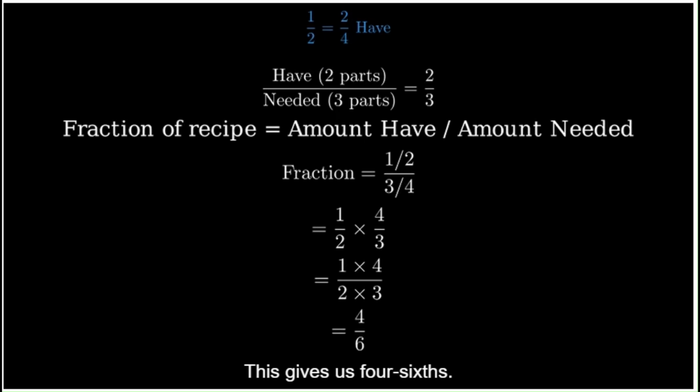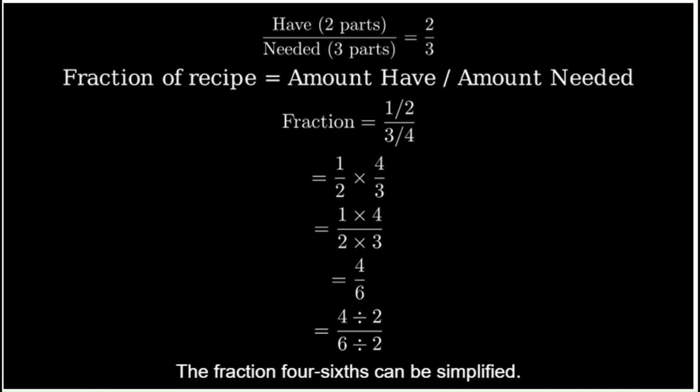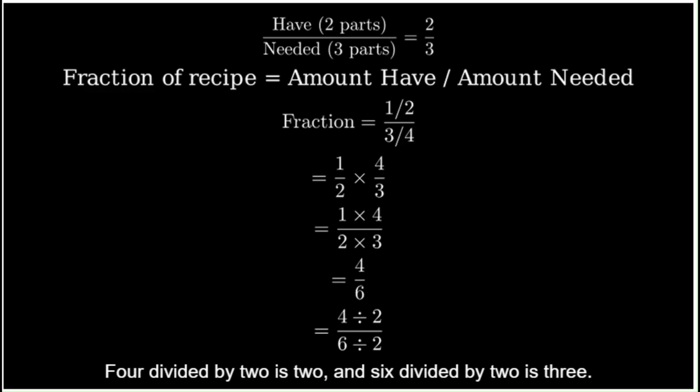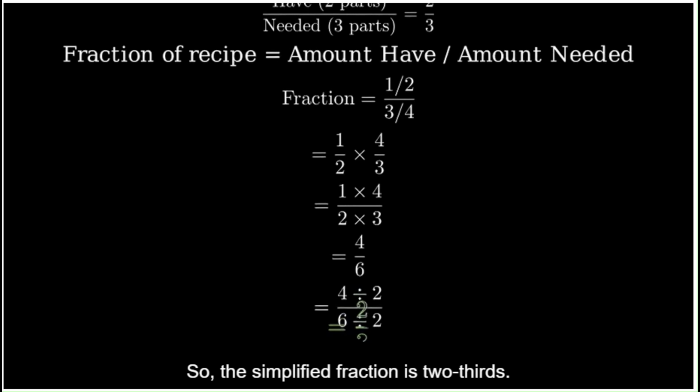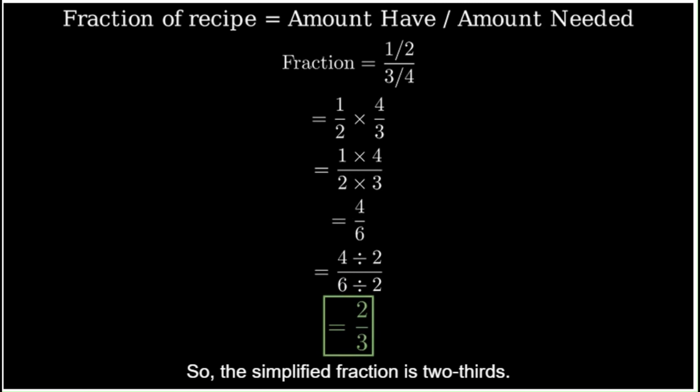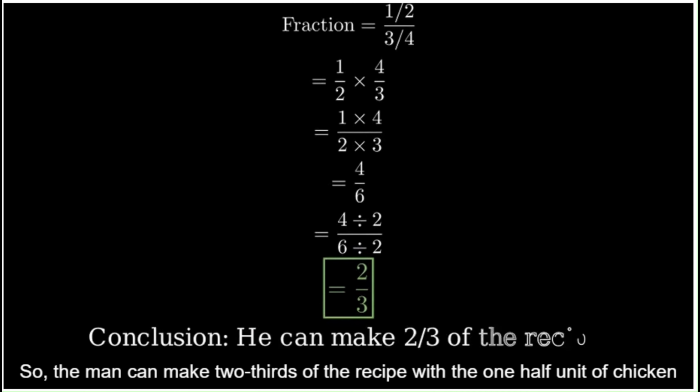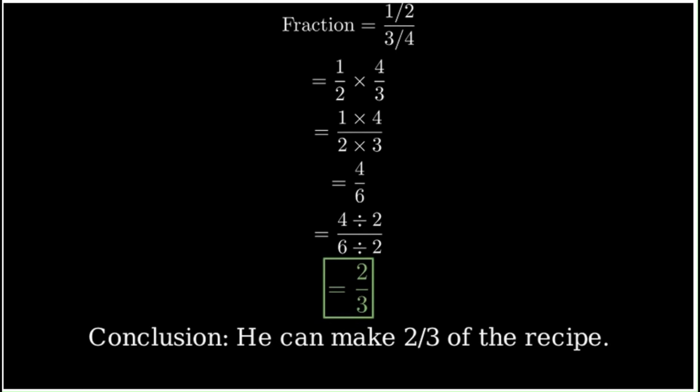This gives us 4/6. The fraction 4/6 can be simplified. Both 4 and 6 are divisible by 2. 4 divided by 2 is 2, and 6 divided by 2 is 3. So, the simplified fraction is 2/3. This matches our visual result. So, the man can make 2/3 of the recipe with the 1/2 unit of chicken he has.